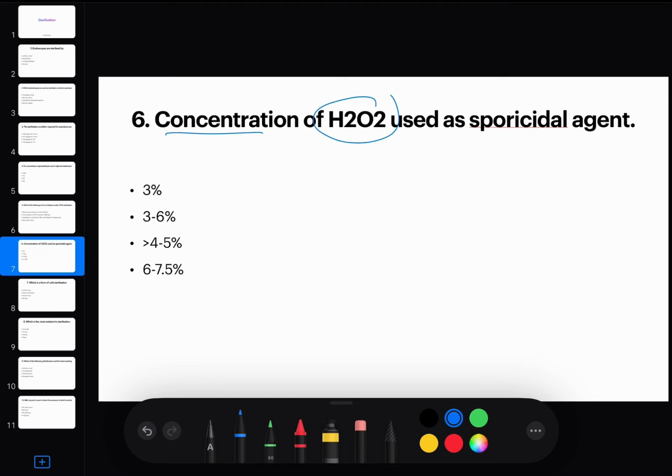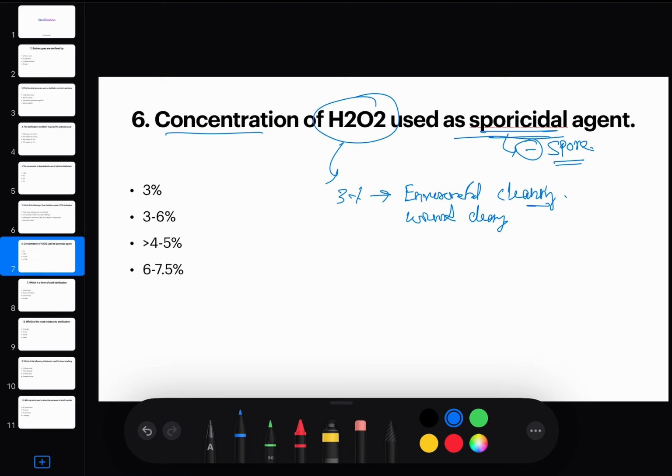Concentration of H2O2 used as a sporicidal agent. Sporicidal means it kills the spore. It kills or removes the spore. That is H2O2. For H2O2 there are mainly three concentrations. First, 3%. 3% is used for environmental cleaning and wound cleaning.